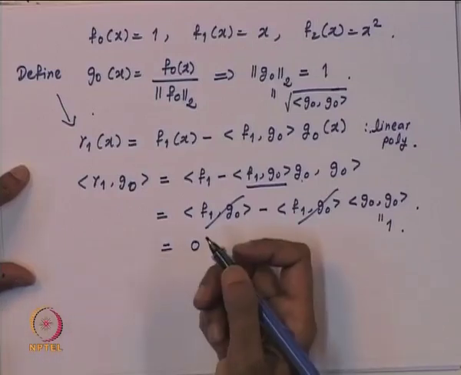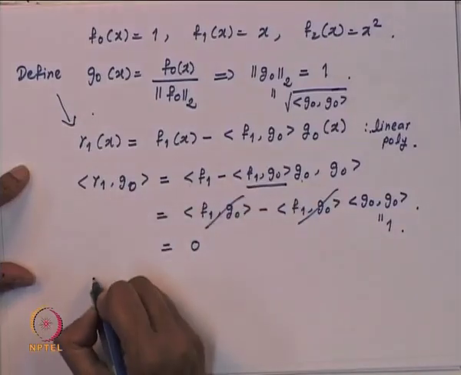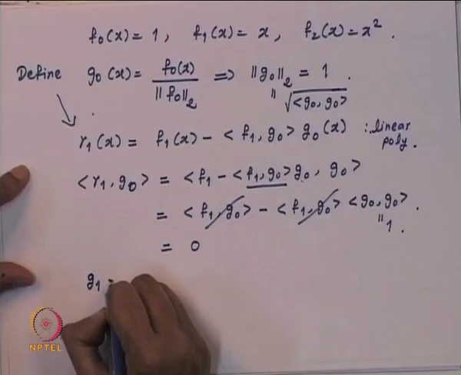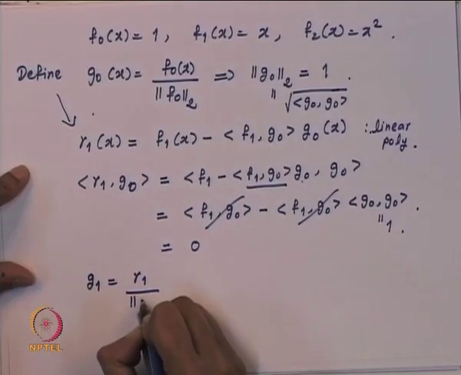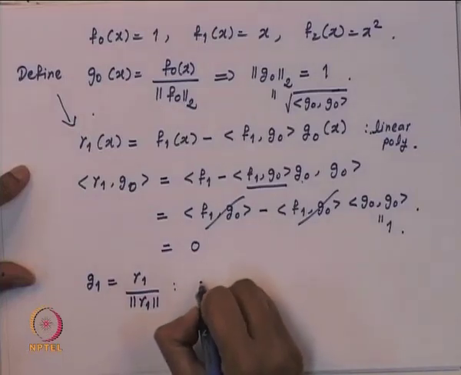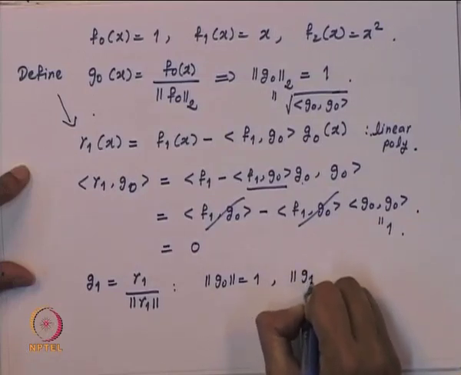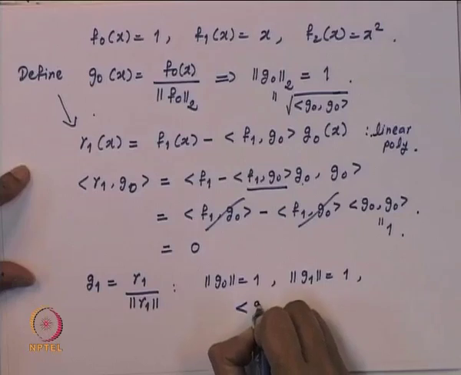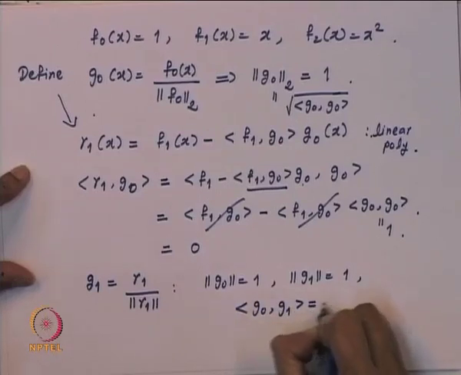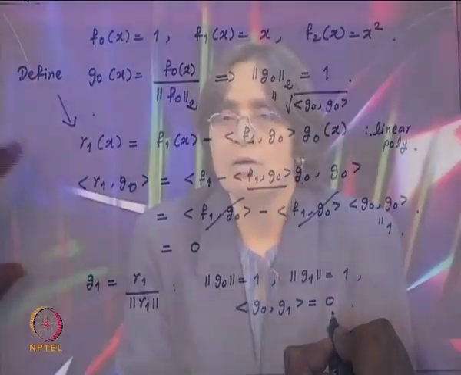And now, if I want R1 to have norm 1, define G1 to be equal to R1 upon norm R1. So, we will have norm G0 equal to 1, norm G1 equal to 1, and inner product of G0 with G1 equal to 0. Now we will look at the function x square. We have G0 as a constant polynomial and G1 as a polynomial of degree 1, which are perpendicular to each other.